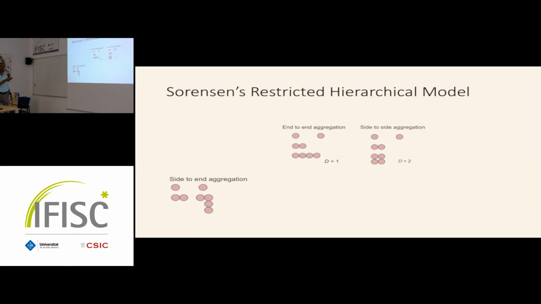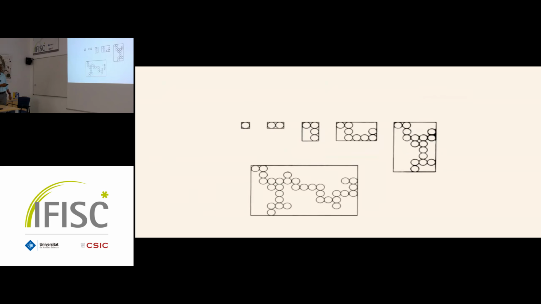Okay. You can do a side-to-side aggregation, and then you can create these kinds of blocks which are D equals 2, right? And the fractal dimension here is 1.8. So this is kind of in between the two. Okay, so that's side to end aggregation, and then it builds. So this is how it builds. This is in his model. This is actually in 2 dimensions.